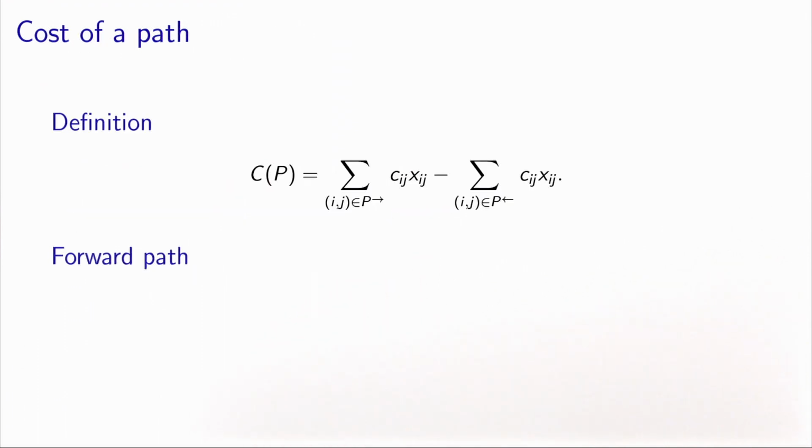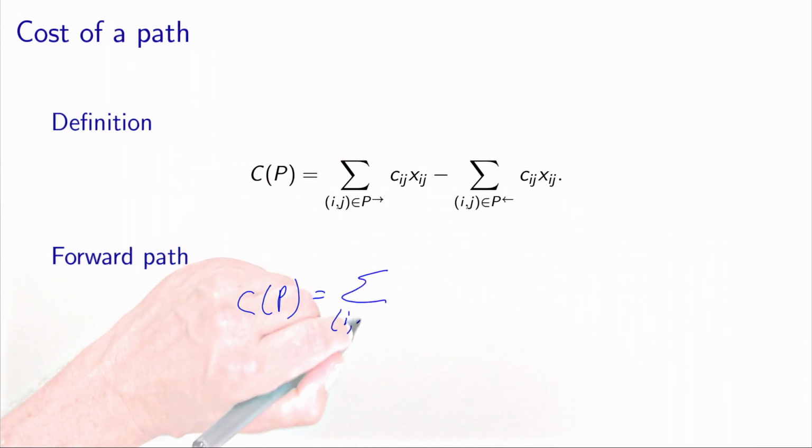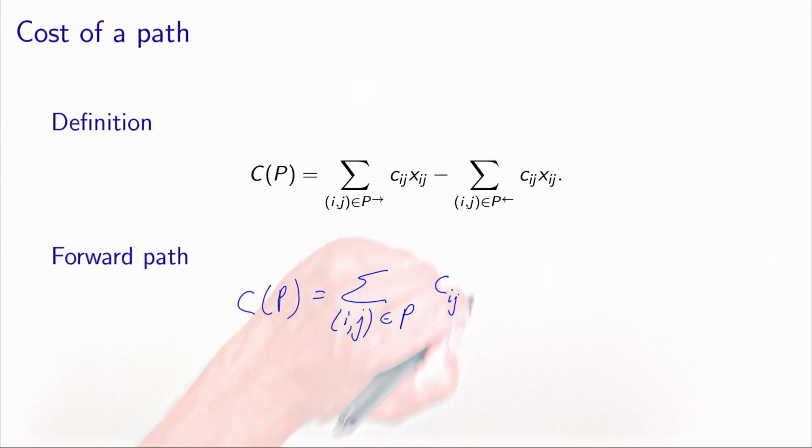In a transshipment problem, the cost of a path is the sum of the cost of each arc. If the arc is a forward arc, the cost is added. If the arc is a backward arc, the cost is subtracted. But in this case, because we are looking for forward path only, the cost of a path is equal to the sum over all arcs in the path of Cij xij. This is a simplification because we are looking for forward path.